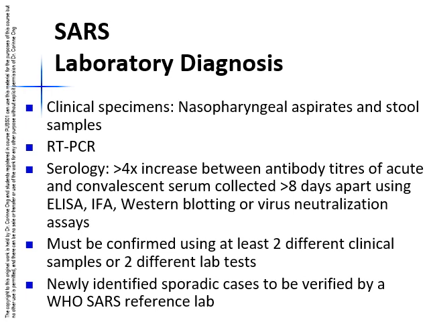The criterion for a seropositive result is a 4-fold or greater increase in antibody titers between acute and convalescent serum collected more than 8 days apart, using a number of serological tests such as ELISA or immunofluorescence assays, Western blotting, or virus neutralization assays. The results need to be confirmed using at least 2 different clinical samples or 2 different laboratory tests. All newly identified sporadic cases have to be verified by a WHO SARS reference laboratory.